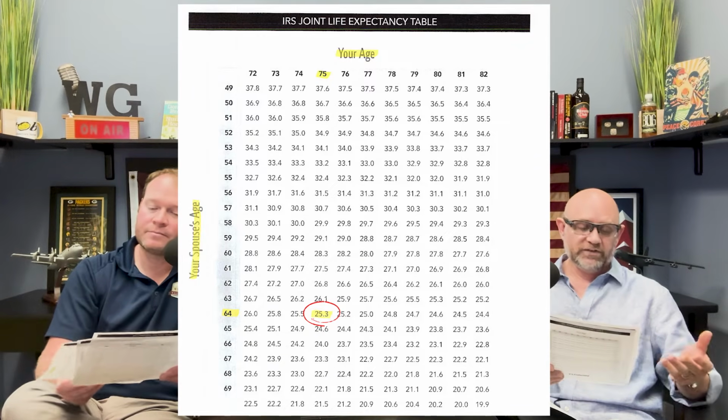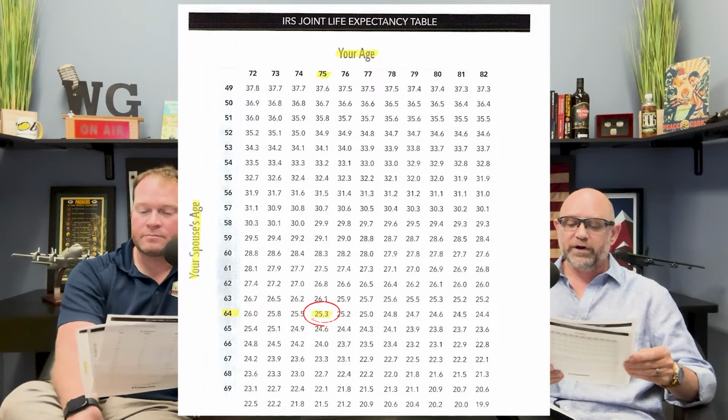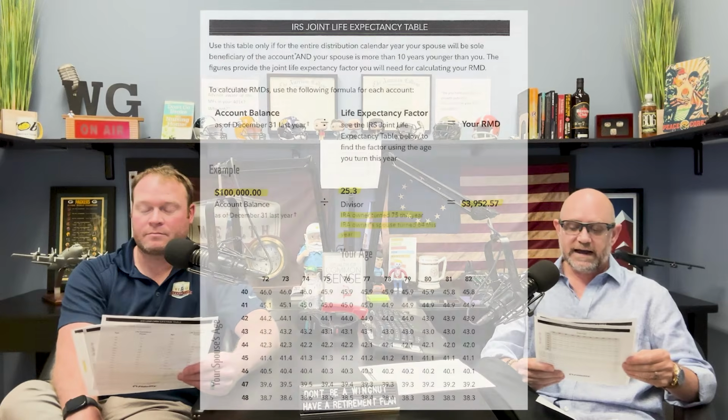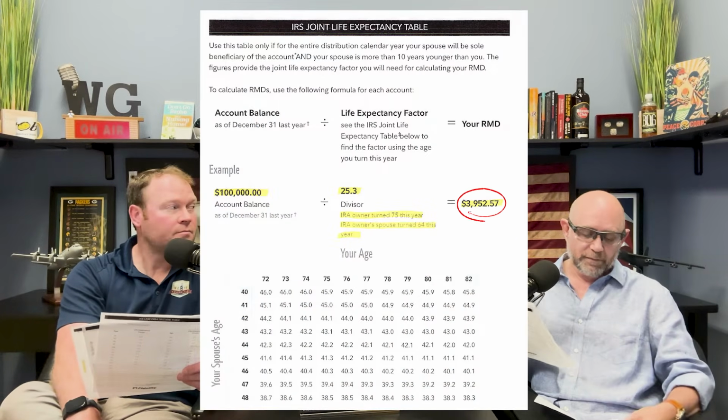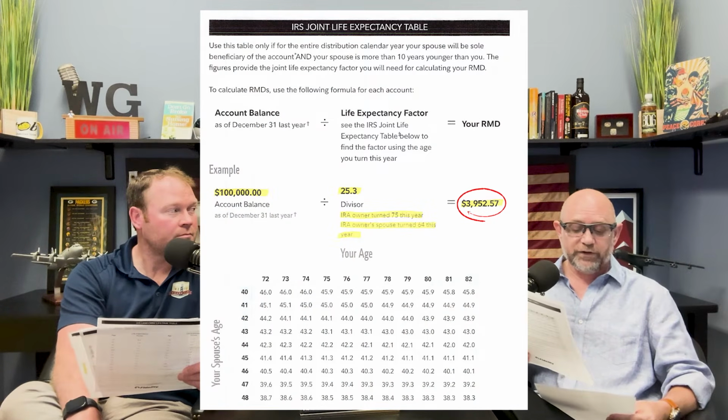25.3. So what's 100,000 divided by 25.3? $3,952. But again, this is only used if your spouse is the sole beneficiary and more than 10 years younger than you. If your spouse is the sole beneficiary but only a few years younger than you, you would go back to the other chart that we use, the uniform lifetime table.